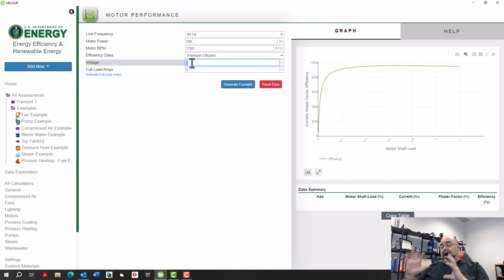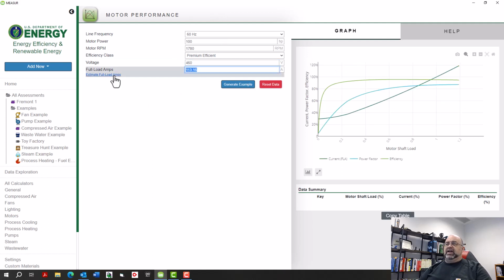Now, your power supply is probably 480. Your motor is going to be 460, and that's to allow for a voltage drop. So we'll put in 460. And let's say I'm not clear on what my nameplate amperage is, so I can click down here to my estimated current draw, and it's going to give me an estimate based on that size machine. Well, let's say I take a look at it. It's actually 120 amps.